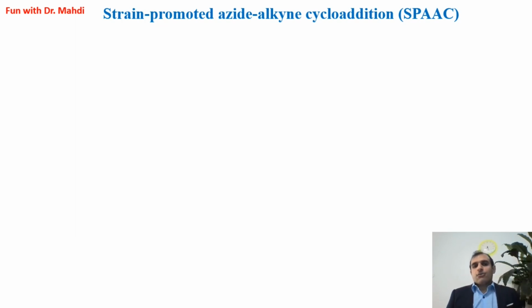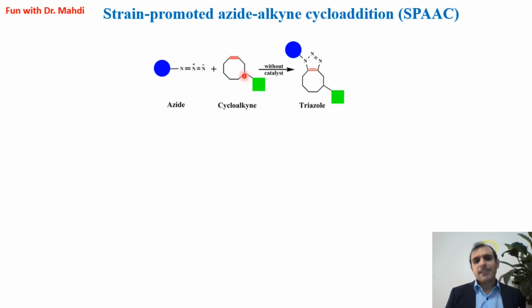Then I suggest you to use another type of click chemistry reaction, and it's strain promoted azide alkyne cycloaddition, or SPAAC. What's the difference between SPAAC and CuAAC? When we replace linear alkyne with a cycloalkyne, we call it SPAAC. Again, it's a reaction between azide and alkyne, but here we have cycloalkyne. In this case, we don't need to use catalyst.